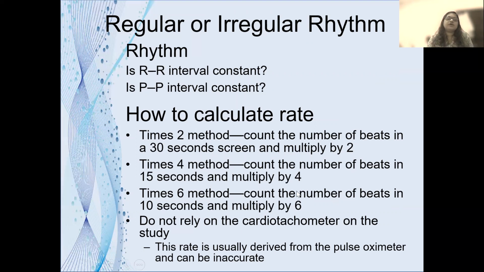So how do you calculate the heart rate if it is not given in the ECG rhythm? There are methods. Times 2 method: count the number of beats in a 30-second screen and multiply by 2. Times 4 method: count the number of beats in 15 seconds and multiply by 4. So you get a similar value. Times 6 method: count the number of beats in 10 seconds and multiply by 6. So you are actually trying to calculate it for 60 seconds, 1 minute.